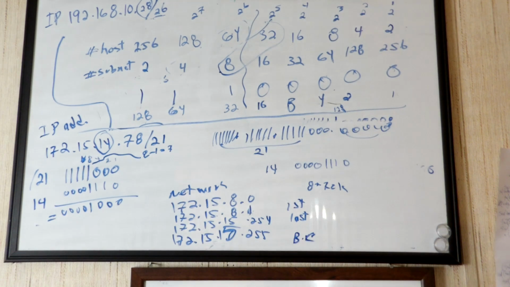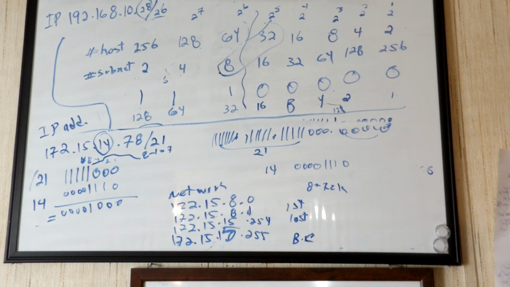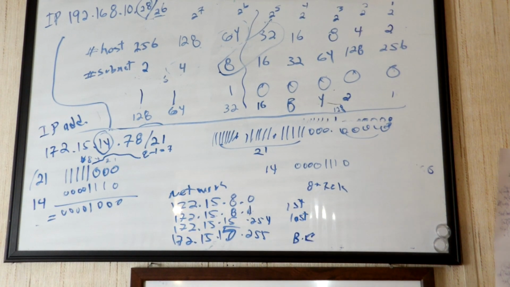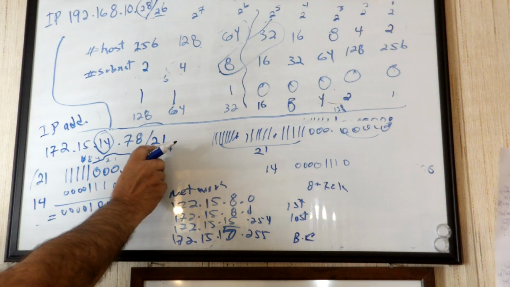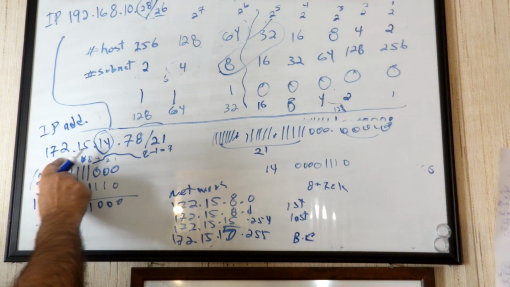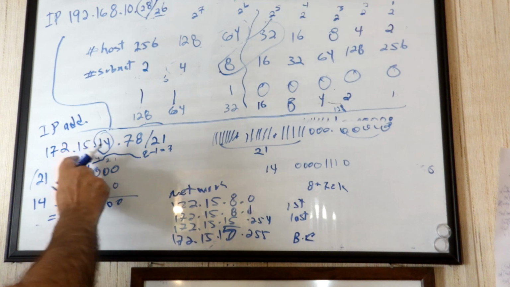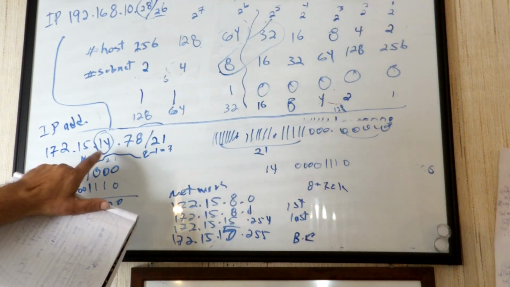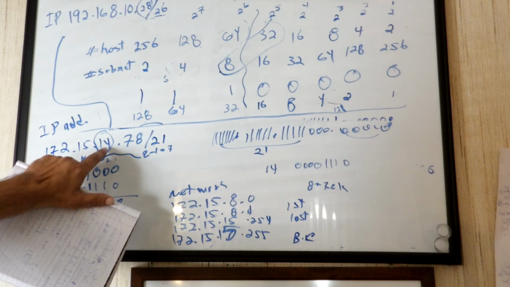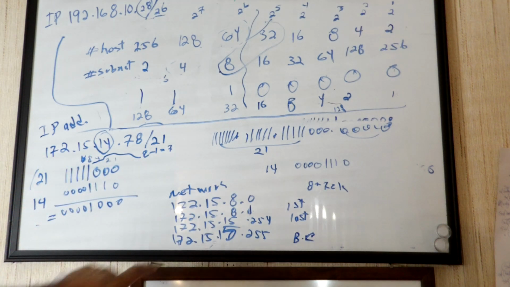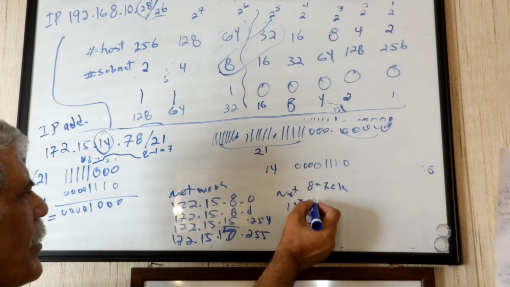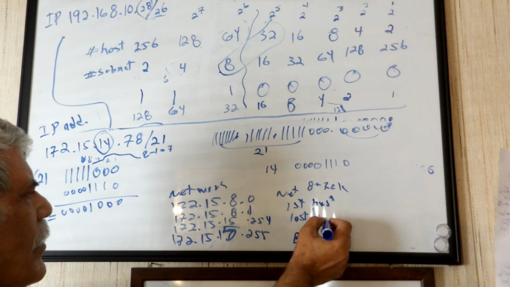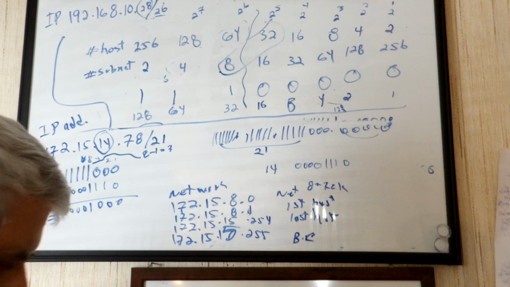You have to learn that if this is 14, 8 plus 6, it's going to be on the second octet. So you use this number instead of this number on the second octet. You find the network ID, first host, last host, and then broadcast.